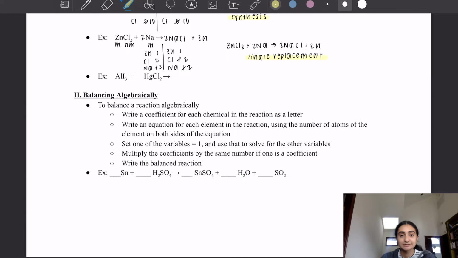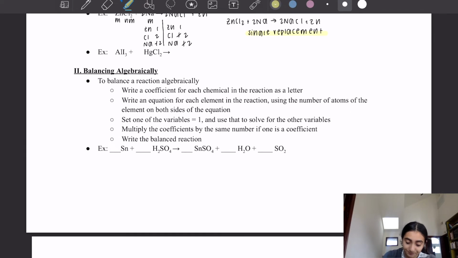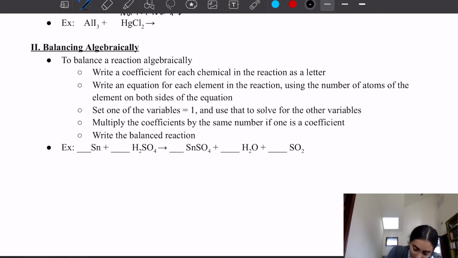So you can basically assign variables to each of the compounds in a reaction, and then you'll make equations and be able to use the variables to get the coefficients in front of each compound. So I'm just going to follow this set of steps. I'm going to first write a coefficient for each chemical in the reaction as a letter. So I'm just going to go down the line. So our reaction is Sn plus H2SO4 yields SnSO4 plus H2O plus SO2.